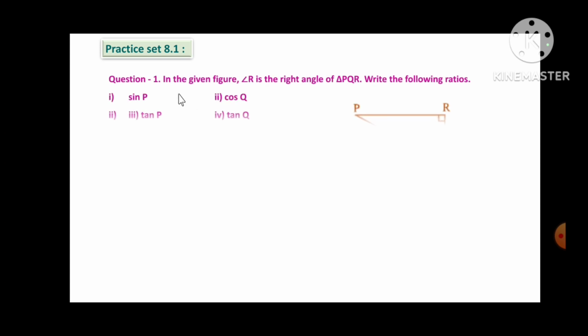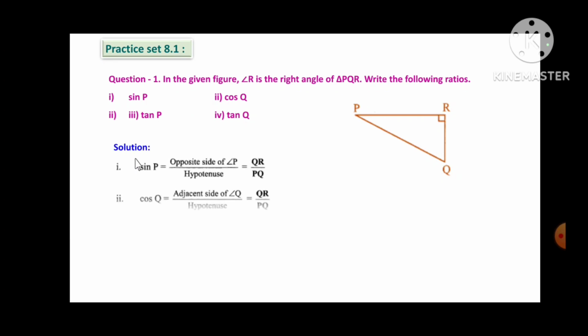Now we'll see practice set 8.1. That is problem number 1. In the given figure, angle R is right angle in the triangle PQR. Write the following ratios: sin P, cos Q, tan P and tan Q.